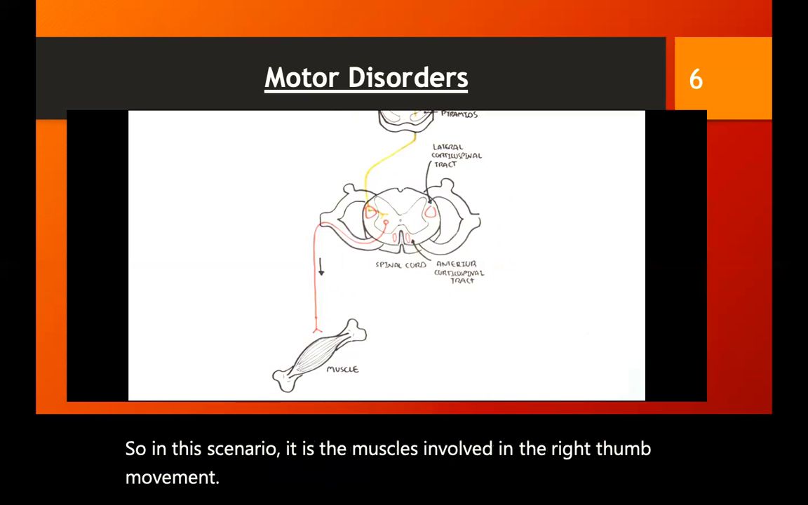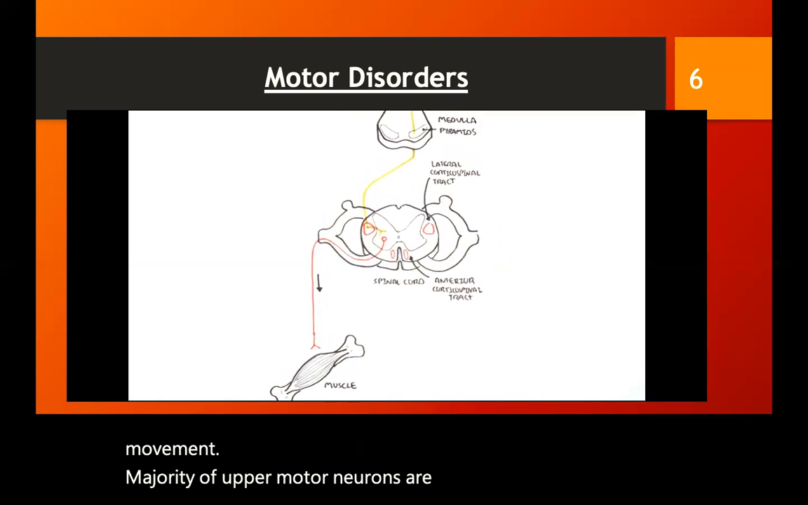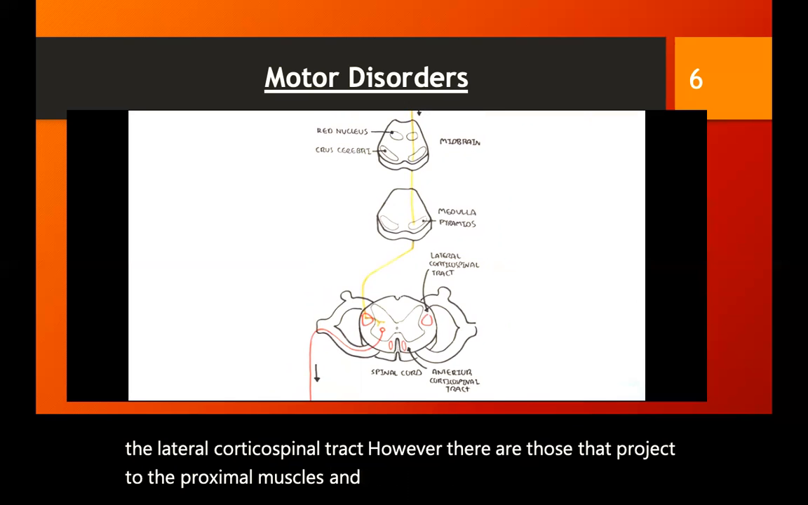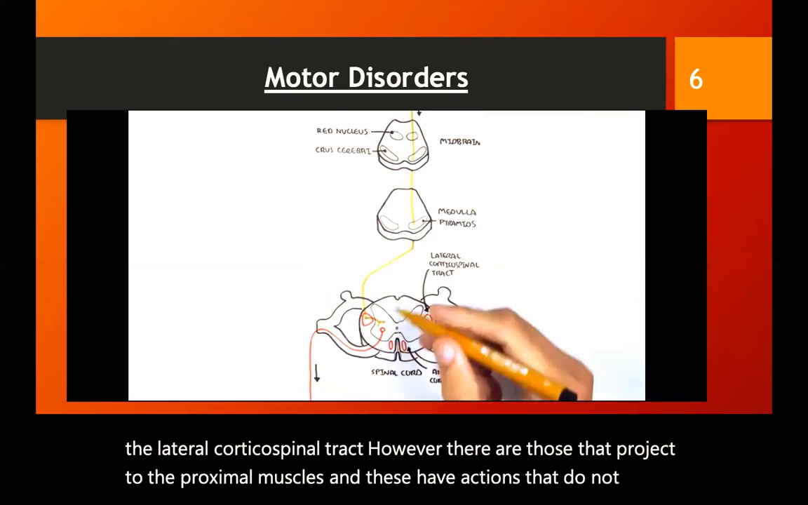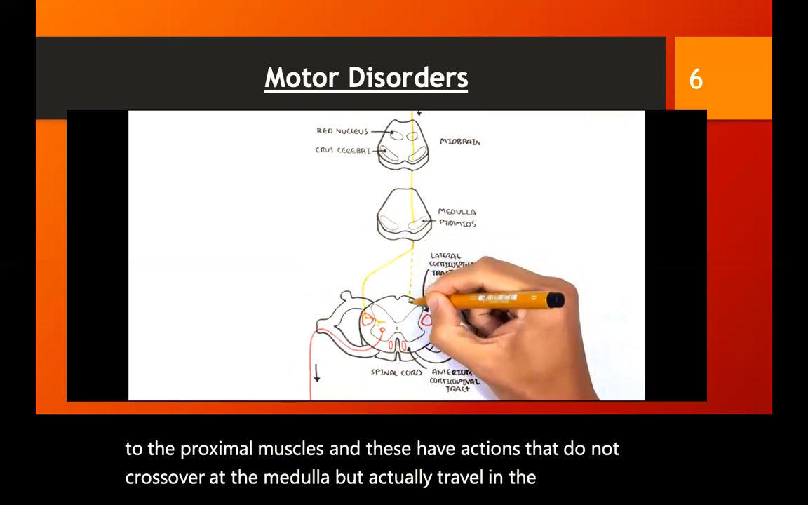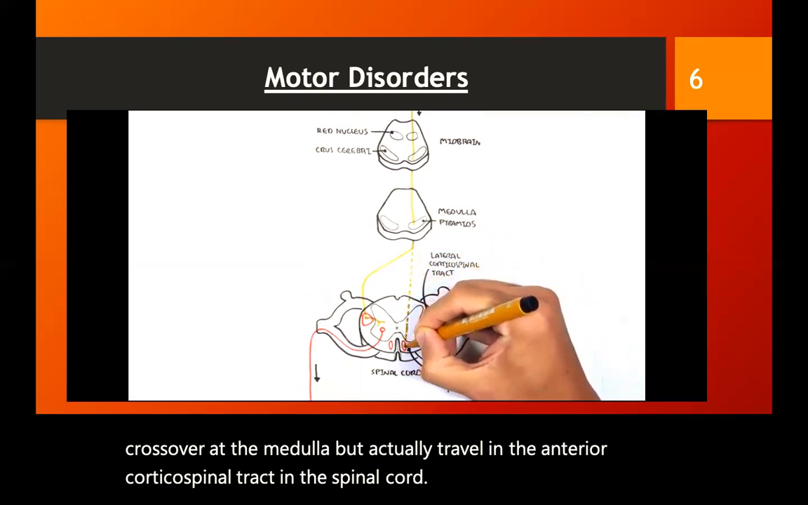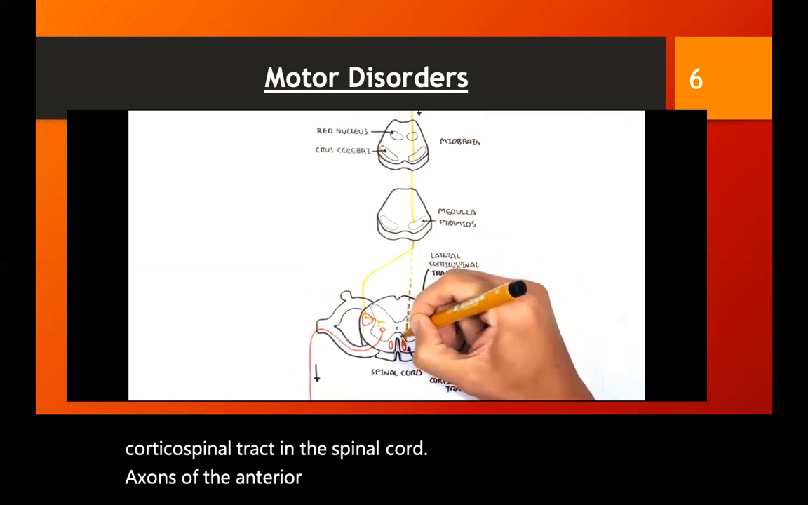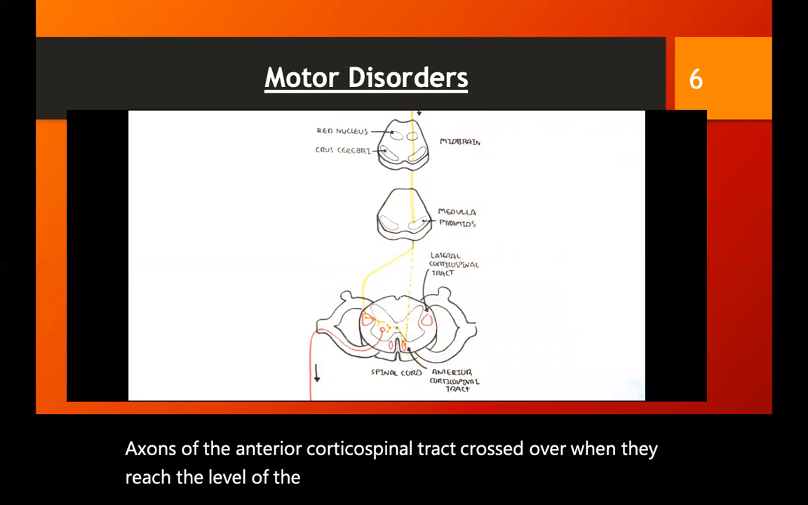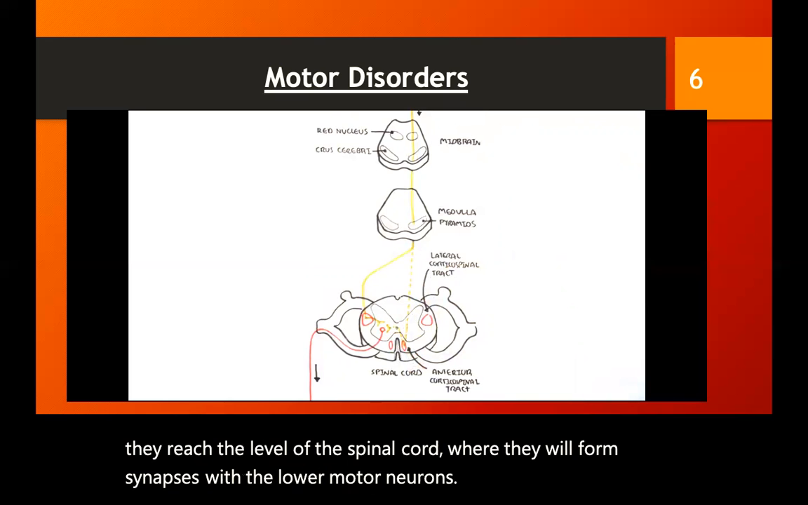Majority of upper motor neurons are contained, as mentioned, in the lateral corticospinal tract. However, there are those that project to the proximal muscles, and these have axons that do not cross over at the medulla, but actually travel in the anterior corticospinal tract in the spinal cord. Axons of the anterior corticospinal tract will cross over when they reach the level of the spinal cord, where they will form synapses with the lower motor neurons. Hope that all made sense.